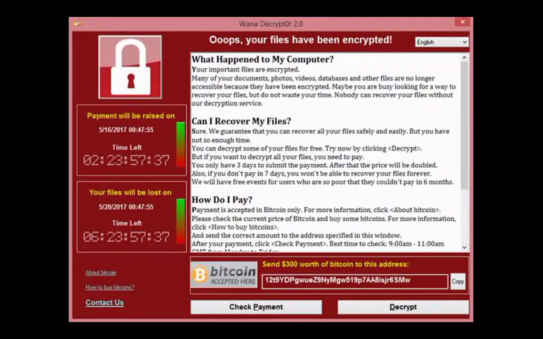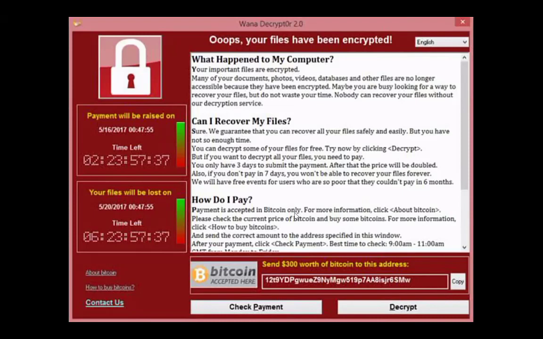How do you recover your files? As you can see from the picture, your important files are encrypted. Many of your computer documents can no longer be accessed because they have been encrypted. How can you recover your files? They guarantee you can recover all files safely, but you do not have much time. So they are asking for money. How do I pay? Payment is accepted in Bitcoin only. So they are asking for money in the form of Bitcoin. This is the most dangerous type of attack I have ever seen in my life.